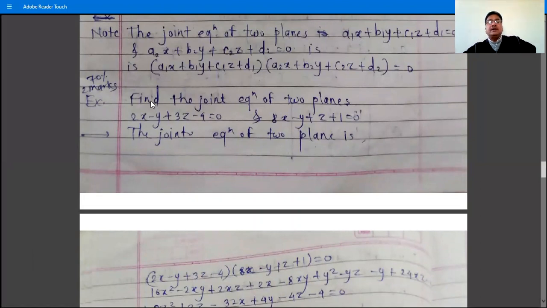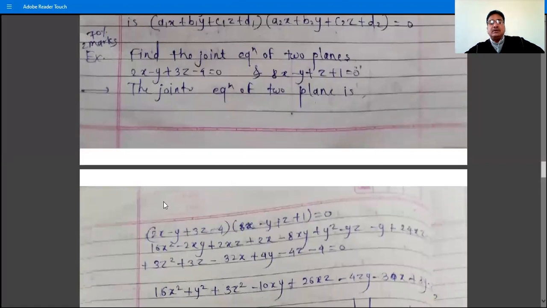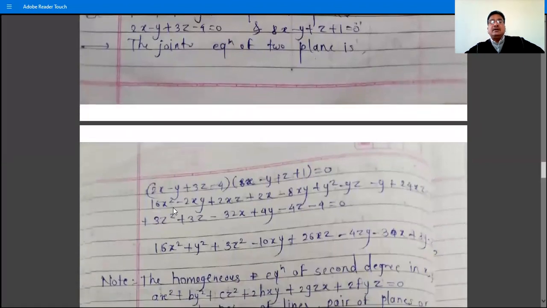So the question for 2 marks is what? Find the joint equation of two planes. The first plane is this and the second plane is this. So the joint equation of these two planes is what? Just write in brackets (2x minus y plus 3z minus 4) into (8x minus y plus z plus 1) is equal to 0. So very simple answer. That is the multiplication of LHS is equal to 0, which is the equation of the joint plane.